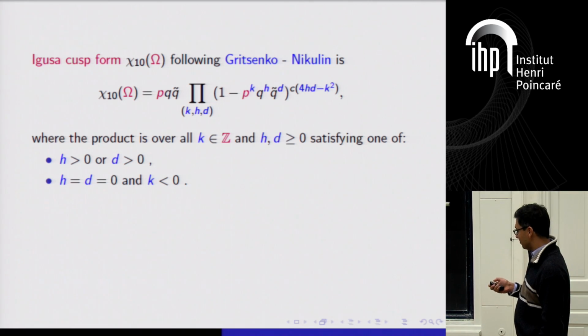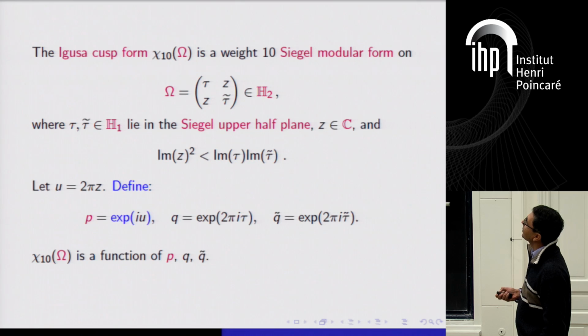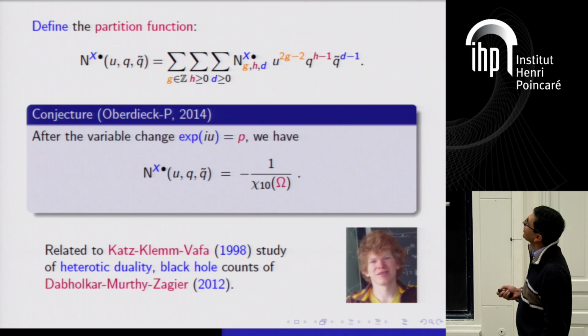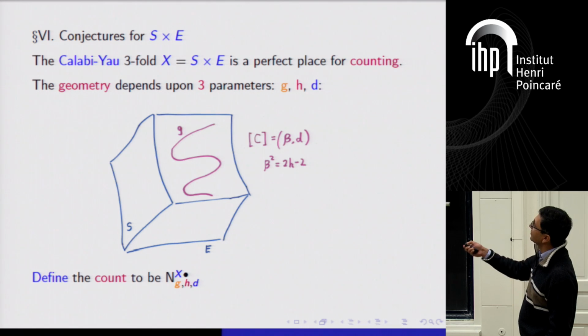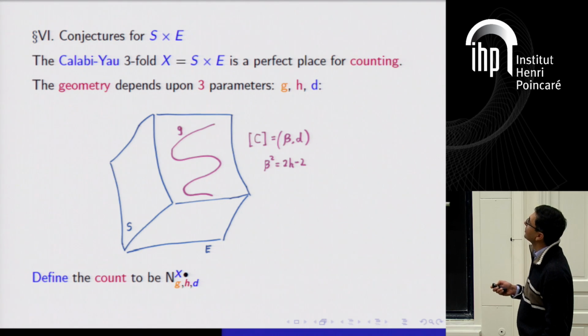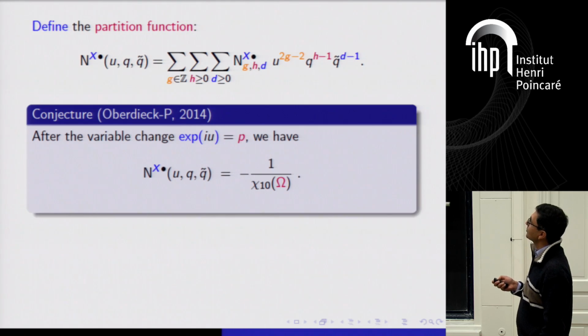So this is a proposal for really an exact solution for this curve counting in all genus and in all degree for this very particular Calabi-Yau, here it is, this S cross E. But various parts of this have been proven. It's kind of recent.